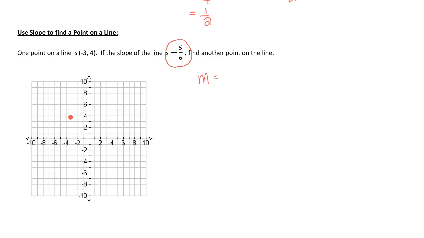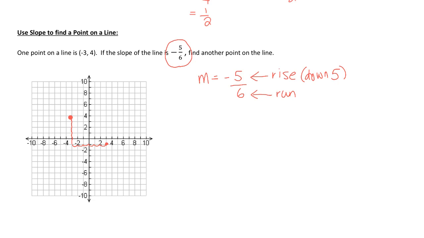So if my slope is -5 over 6, I know that my rise is -5, which means I'm going to go down 5, and my run is 6. So from this point that I've drawn, I'm going to go down 5: 1, 2, 3, 4, 5. And then I'm going to go to the right 6: 1, 2, 3, 4, 5, 6. And I'm going to draw my second point right there. That second point is the other point on the line.